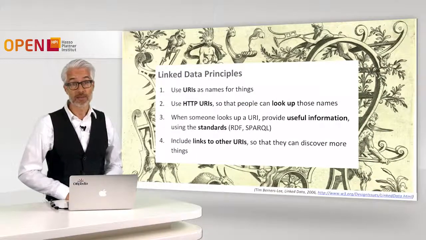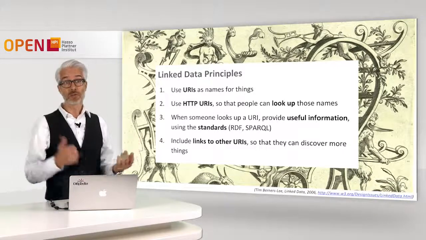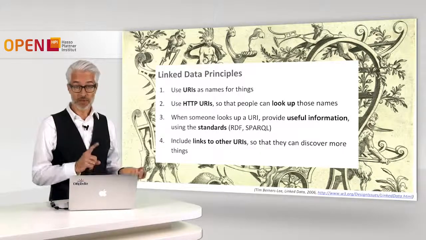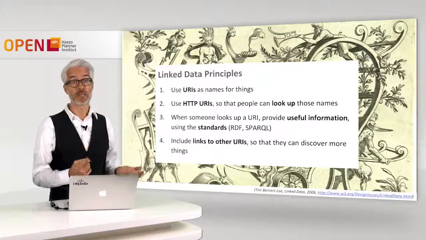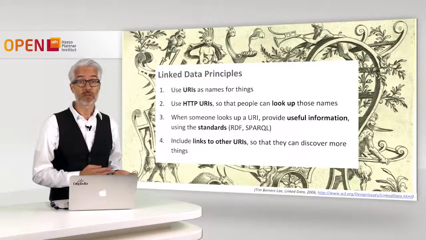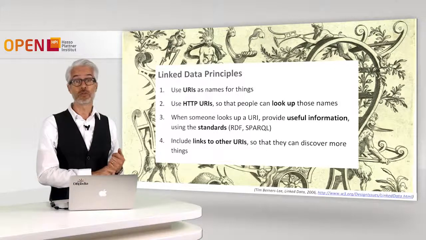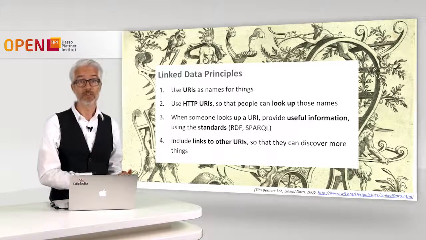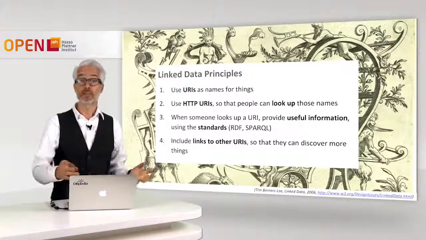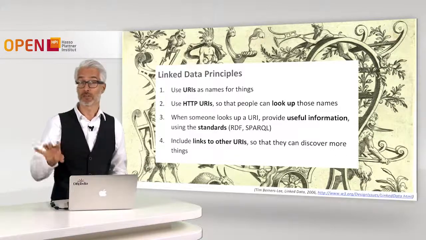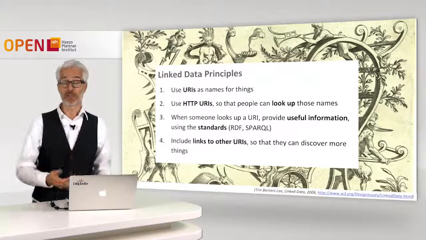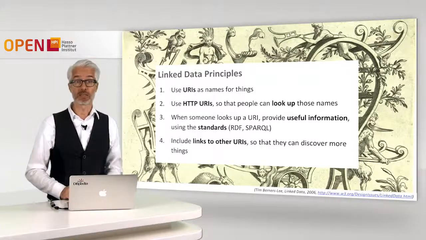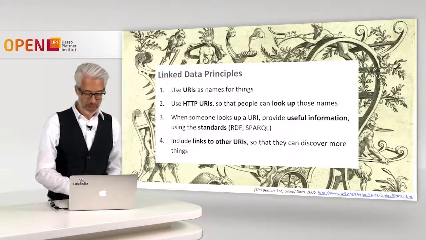I can't tell you this too often: we have to use URIs for names and things, and of course these should be accessible via the web, which means you should use HTTP URIs. And of course you should provide useful information using the W3C standards, RDF or SPARQL. And finally, link to other URIs, because only then will other people be able to discover more information about the things you have published.